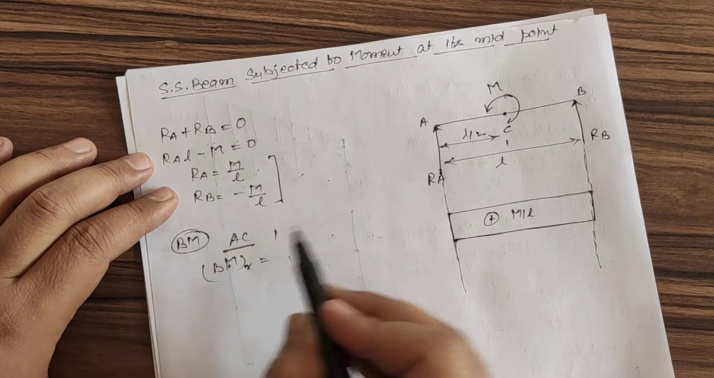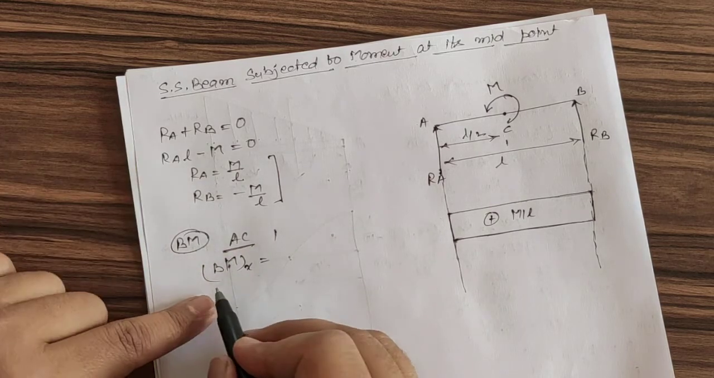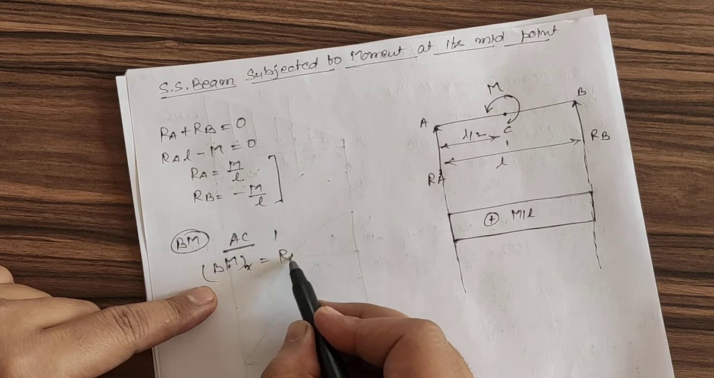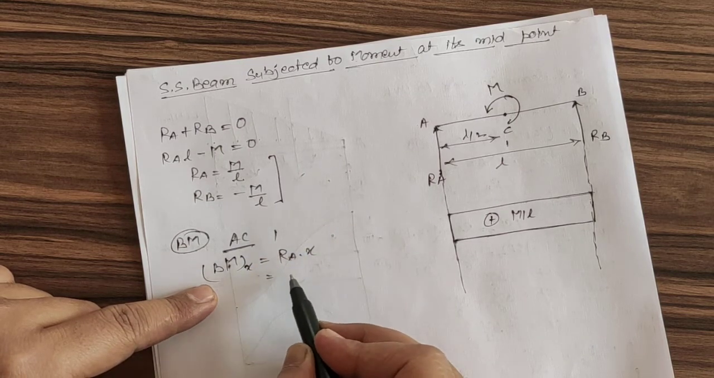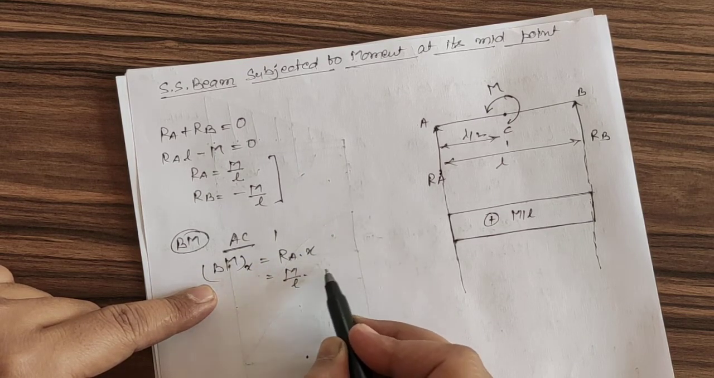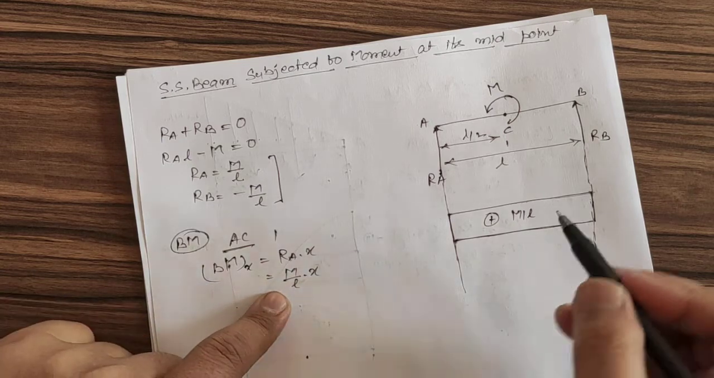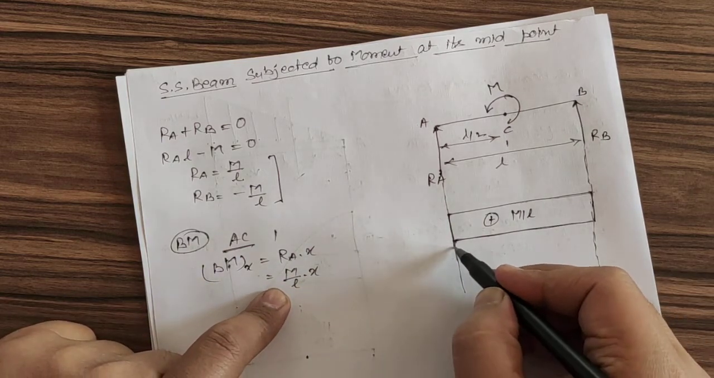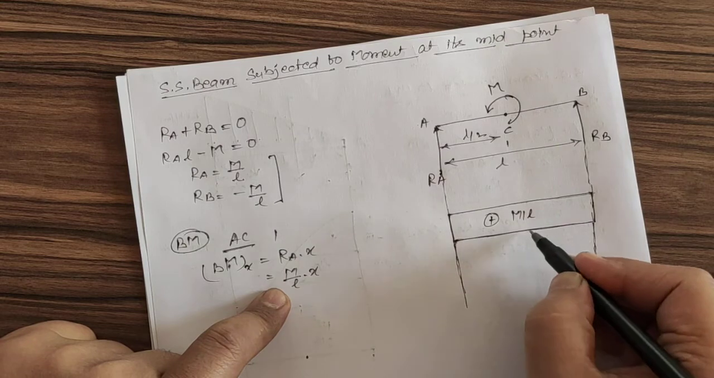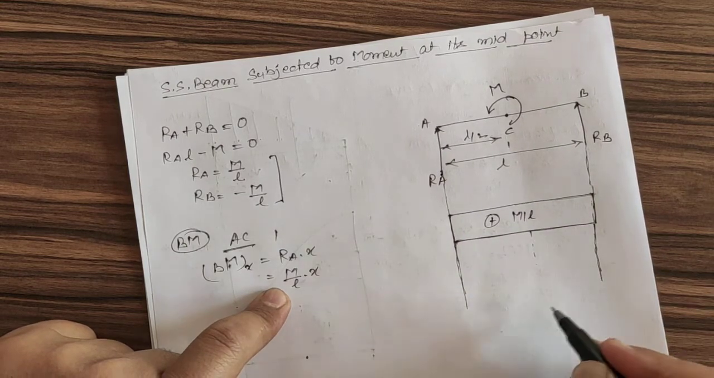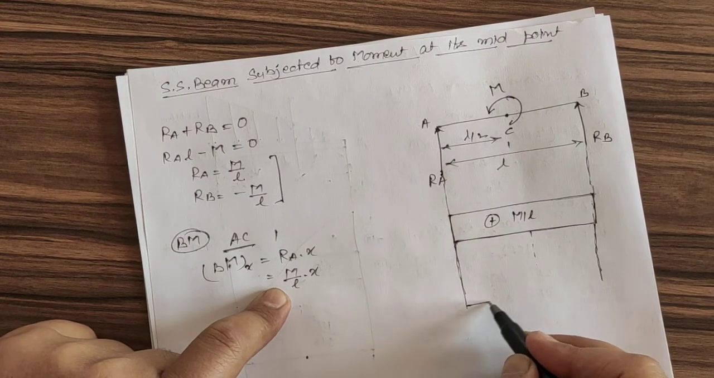Now, we are calculating for portion AC. For AC we have bending moment R A into x. R A value is m by L, into x. When x equals 0, we have the 0 value.